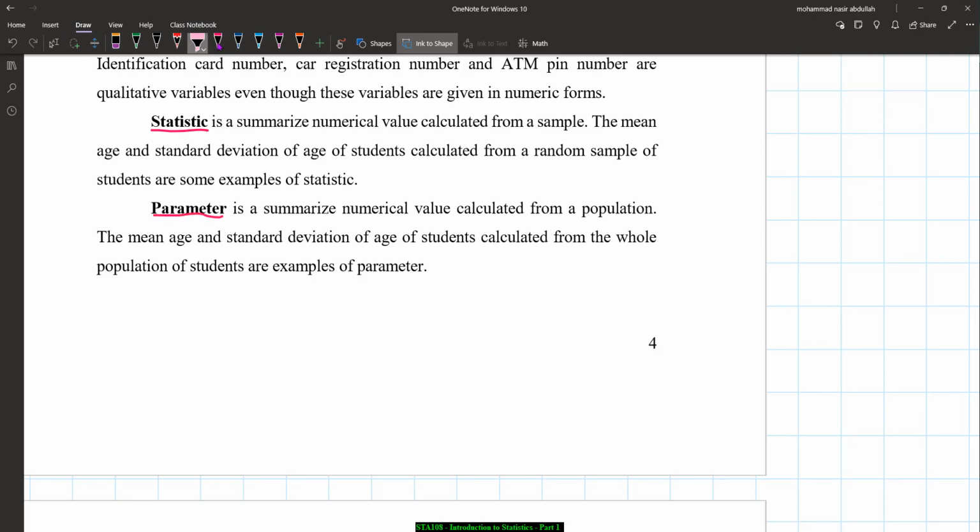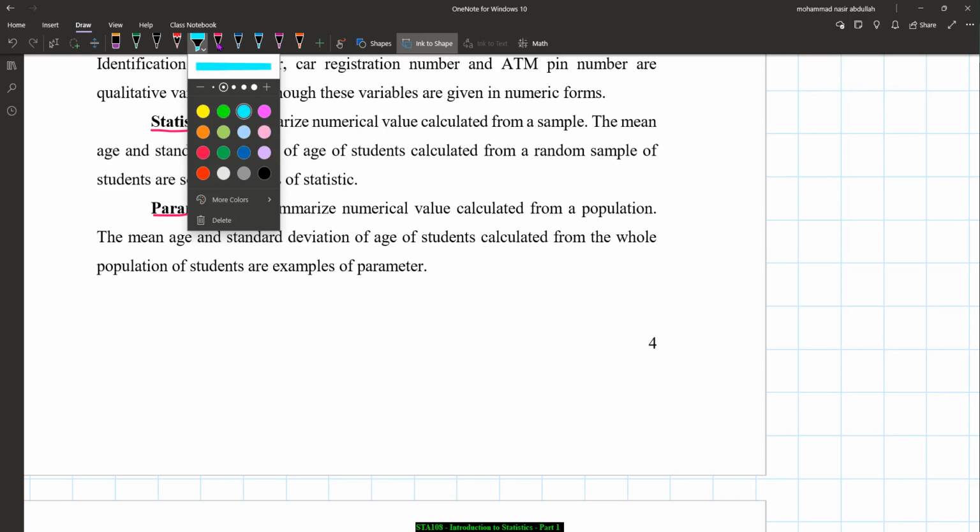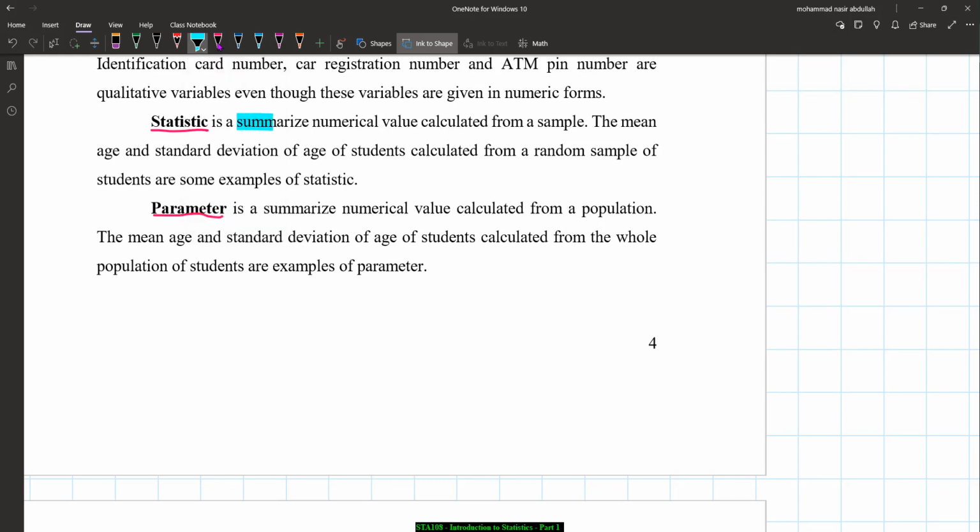Statistic is a numerical summary calculated from a sample. Parameter is a numerical summary calculated from a population. So what is a numerical summary? Such as mean, median, standard deviation, and so on.